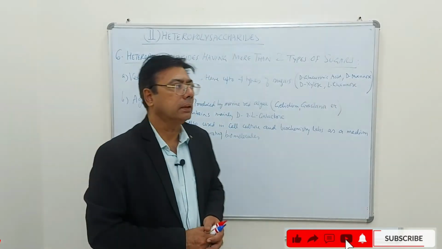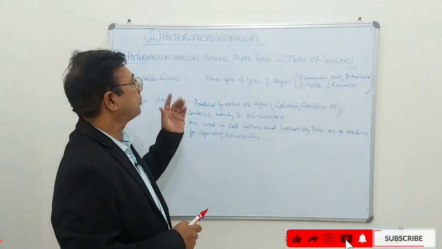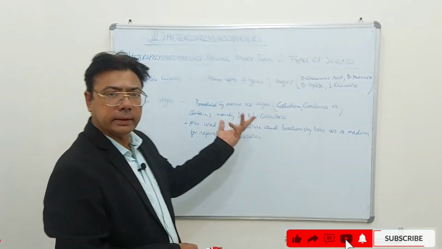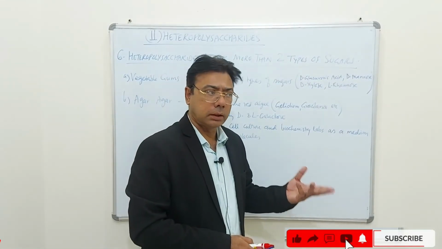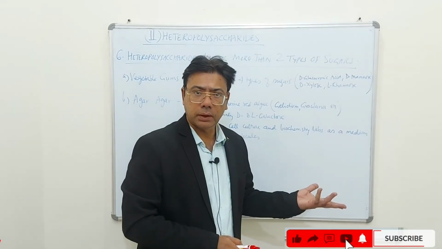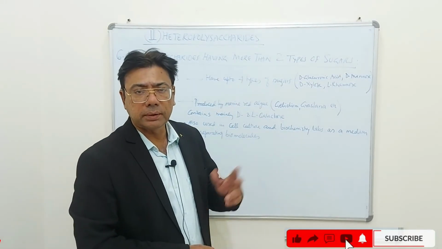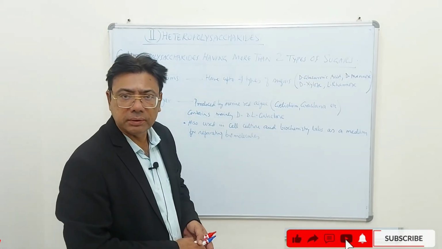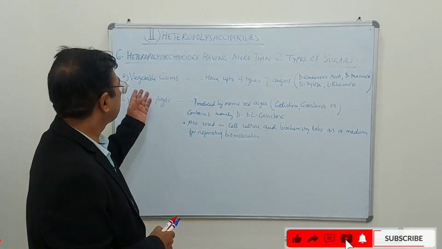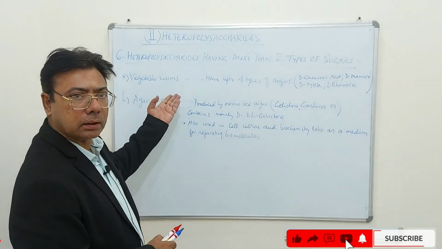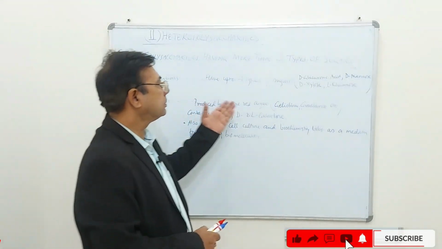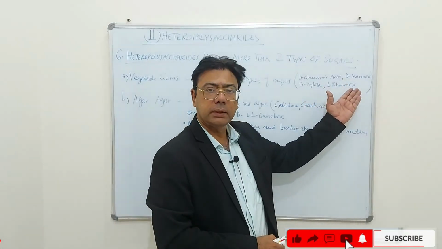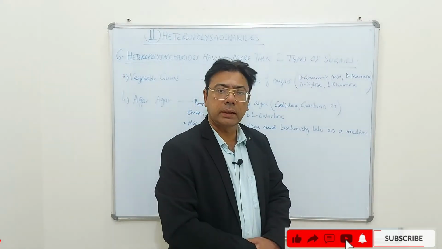Finally, I have to describe some stray heteropolysaccharides which are characterized by the presence of more than 2 types of sugars. All the heteropolysaccharides described so far contain 2 types of sugar units, but there are examples where more than 2 types of sugar units may be present. For example, first is vegetable gums. These gums may have 4 different types of sugars, for example glucuronic acid, D-mannose, D-xylose or L-rhamnose.